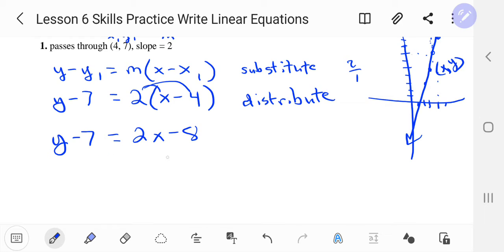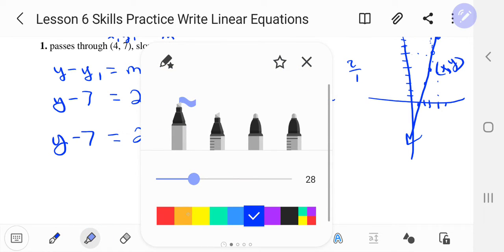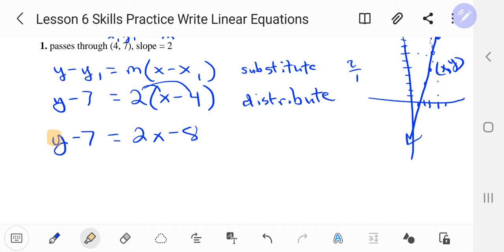That kind of looks like slope-intercept form. There's just one problem. That y is not all by itself. Now, reminder here, we have 2 terms over here. We have a y and we have a minus 7. Whenever we want to get rid of a term, we can always add or subtract that term to cancel it out, okay? We want to get rid of that minus 7.